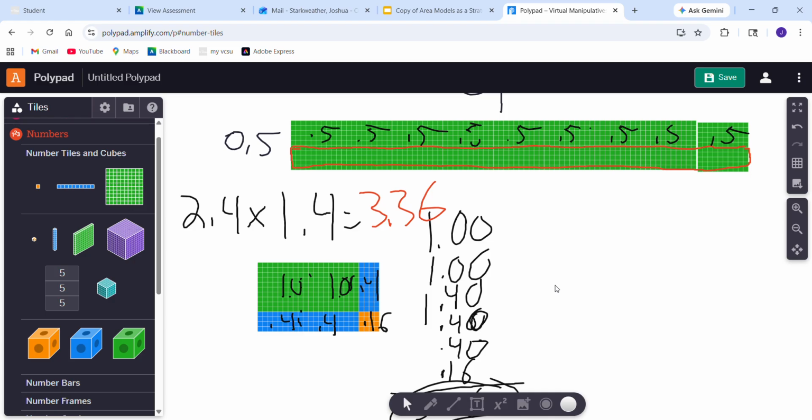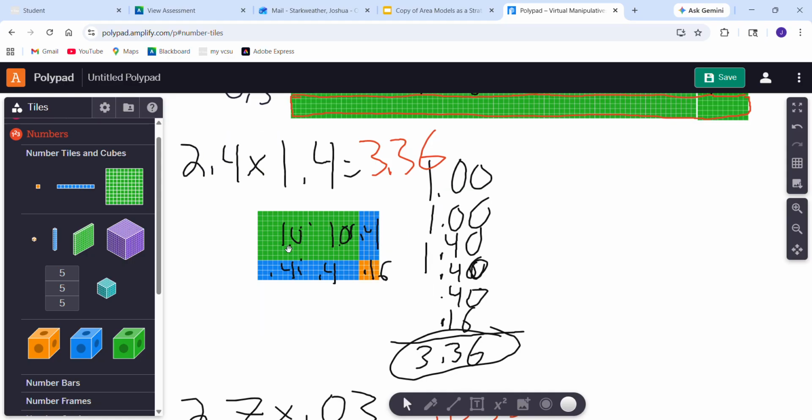On the next one, it was 2.4 times 1.4. To start with, I represented 2.4 with 2 of those 10 by 10 cubes, and then I put in 4 additional individual units of 10 to get to the 0.4. And then on this side, I have 1.4 represented here.